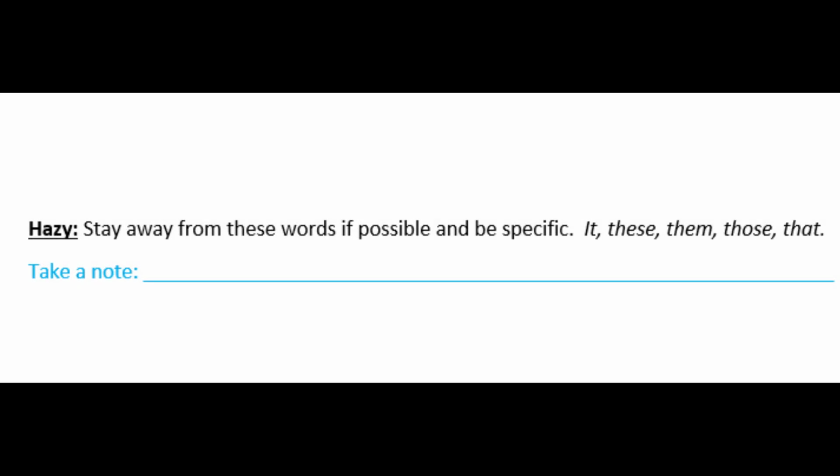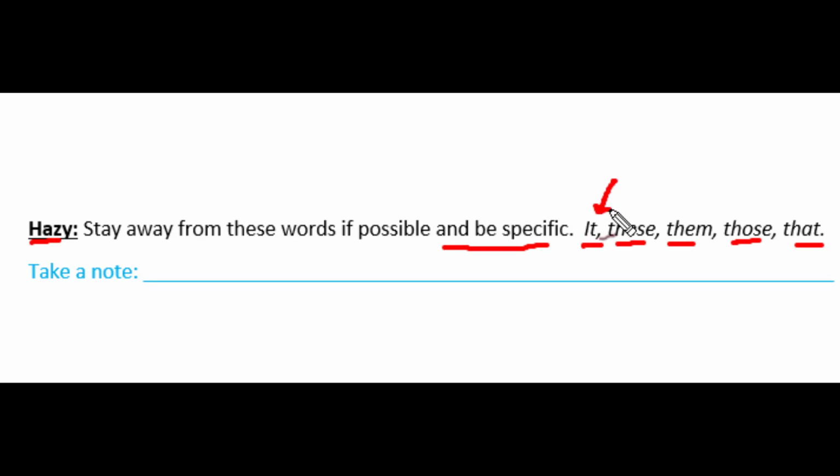The Hazy Rule, kids. What we want to do is make sure that when we're writing sentences, we're as specific as possible. All right. So be specific. Words like hazy pronouns, like you're going to see here, it, these, them, those, and that are not specific enough. "Hey, it made me mad." "Whoa, whoa, whoa, professor, what made you mad?" "Oh, it was it." You don't really know what the heck it is.